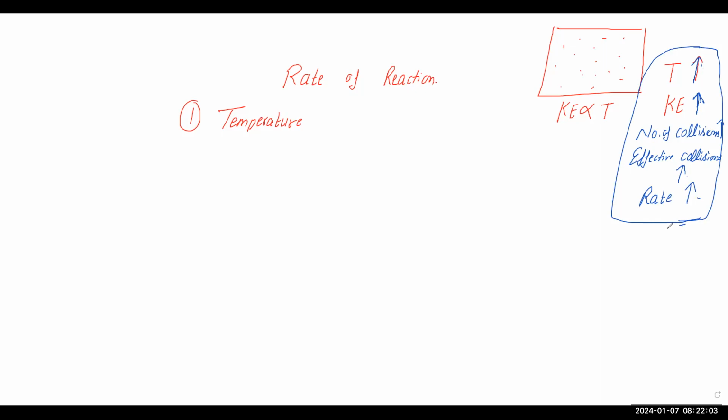I'm going to discuss this more again in terms of distribution curves. Distribution curves also we did in Unit 3. Maxwell-Boltzmann distribution curves. We'll do that. So higher the temperature, higher the kinetic energy, more is the number of collisions. Molecules are moving faster with high energy, so the number of effective collisions is more, so the rate of reaction is more. So, temperature.